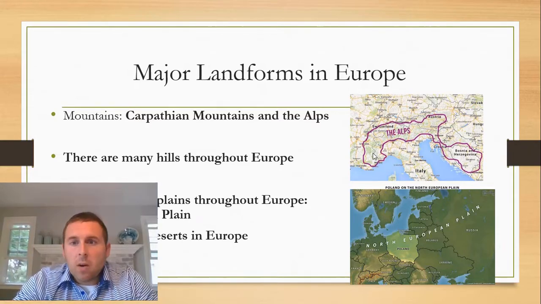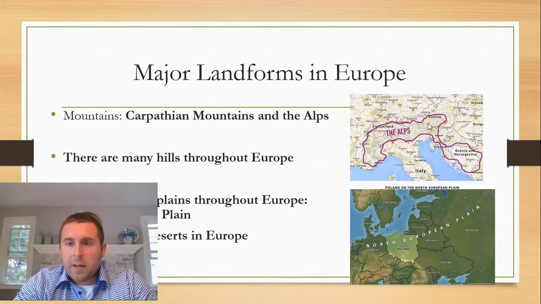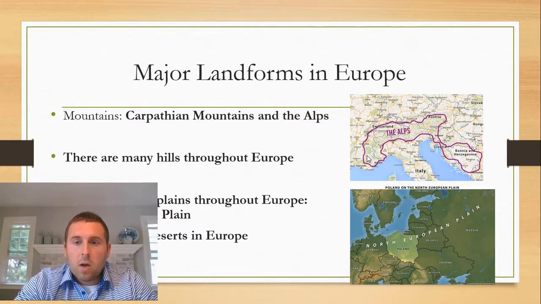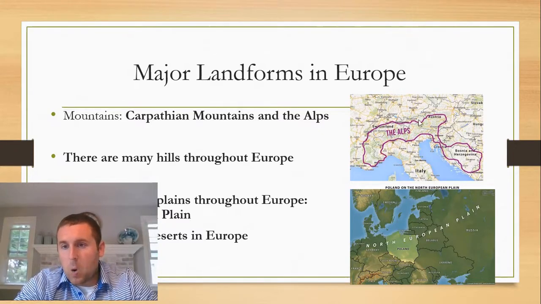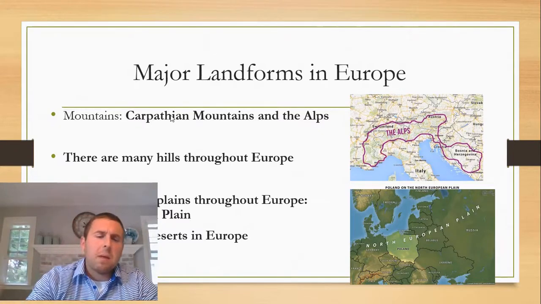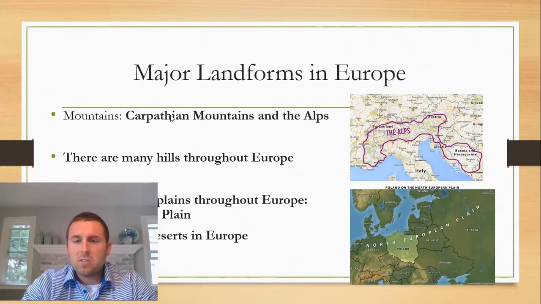Very good skiing. I know my wife went when she was a little girl, went to Austria to ski. So if you're a skier, very, very good places to ski in the Alps. So definitely mountain ranges throughout Europe. There's many more than just these two. These are just two of the more popular ones that I decided to give you, but they're spread out through Europe.